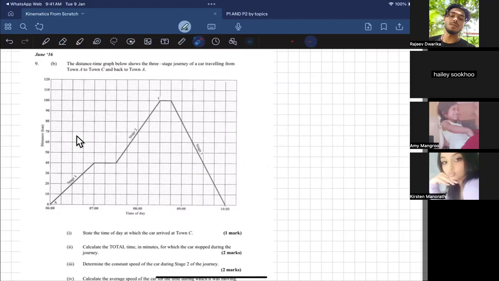State the time of day at which the car arrived at town C. So we need to state the time at which the car arrived at C. Okay, let's answer that question here. All right. So let's answer that question. Amy, can you tell me the starting time? What time did I leave A at?